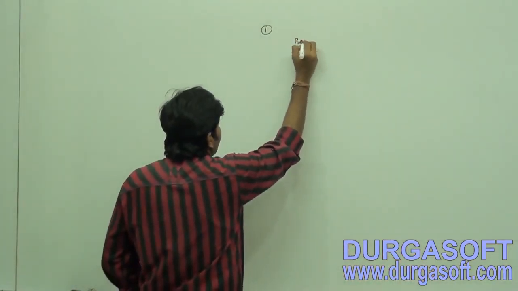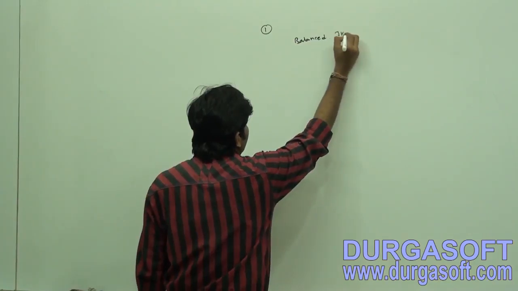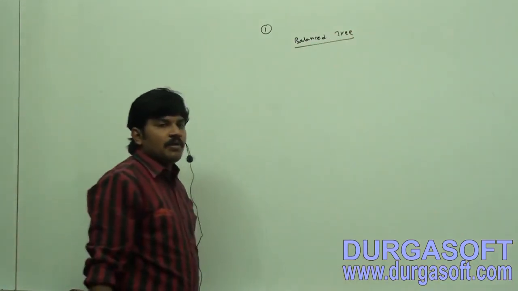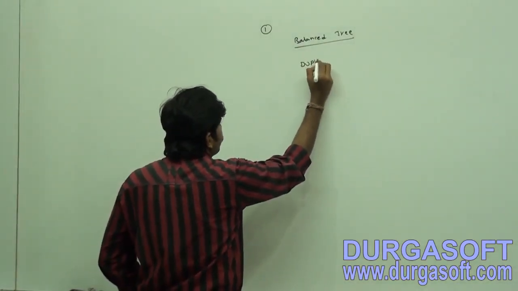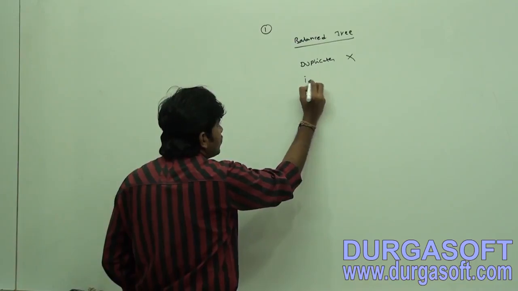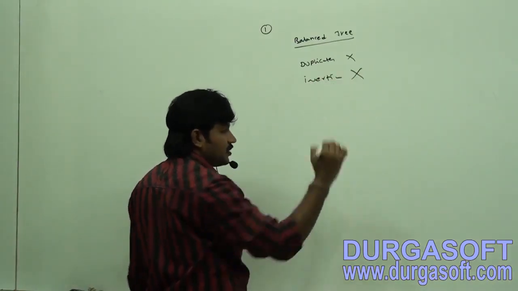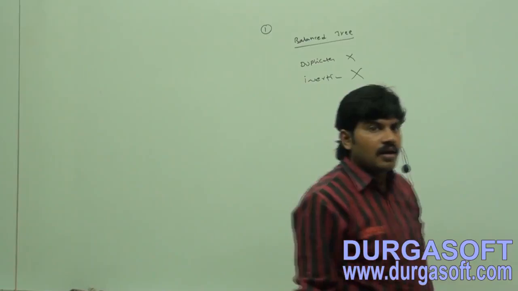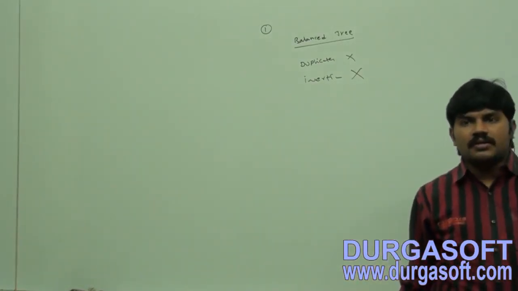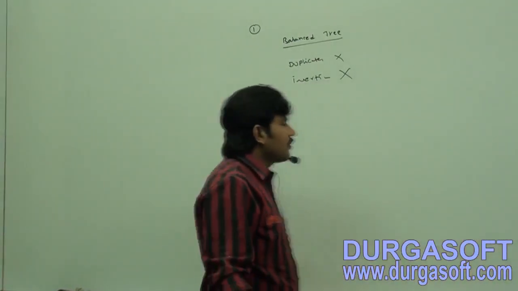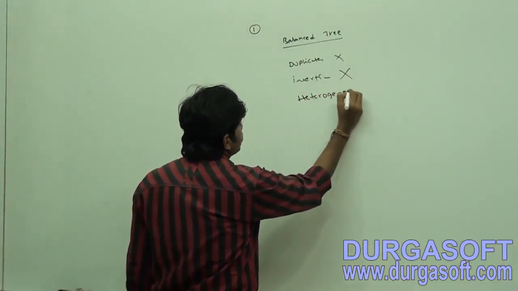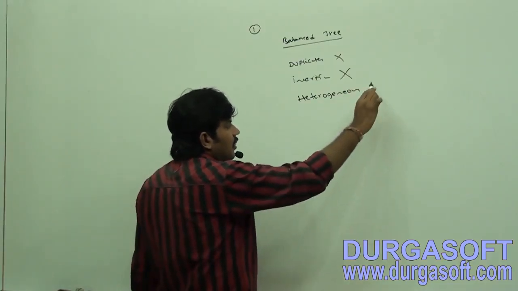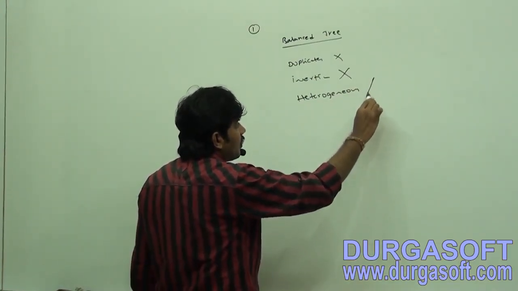Now the first conclusion here, take a bit of special care. The underlying data structure for a TreeSet is a balanced tree. Duplicates are not allowed. Insertion order is not preserved, because all objects will be inserted according to some sorting order. Next, heterogeneous objects: allowed or not allowed? Not allowed.